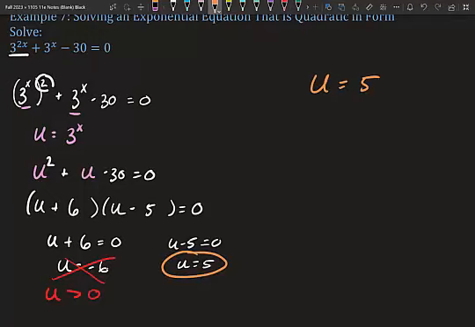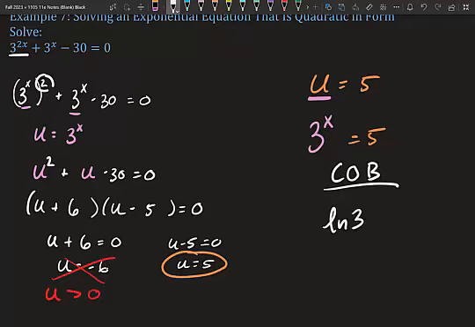However, don't forget you did something. We said u is something special. U is 3 to the power of x, and that equals 5. They have 3 and 5 as a base. I cannot get them as the same base, so we use change of base. So change of base, we have ln 3 over ln 5 equals x.